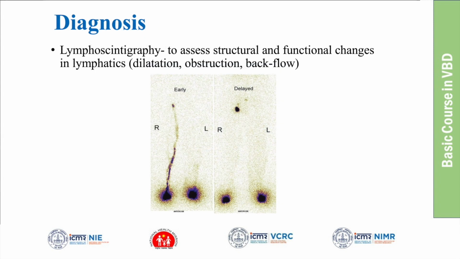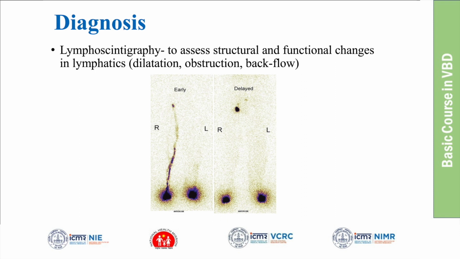So another test is lymphoscintigraphy, wherein we inject the radioisotope dye between the interdigital spaces, and we just observe the uptake of the dye over a period of time. So actually, this picture shows that the uptake of dye is good on the right lower limb, whereas in the left lower limb there is complete obstruction.